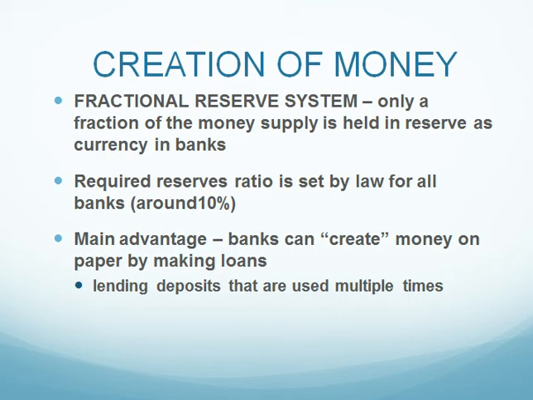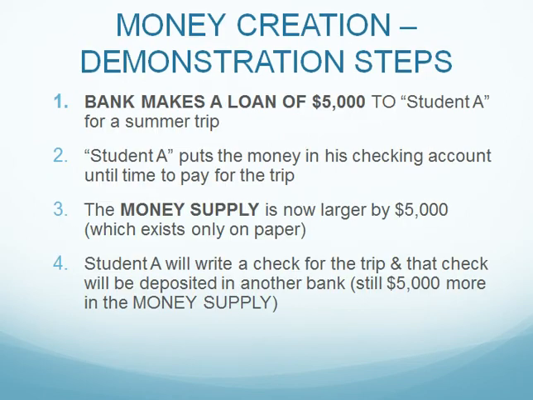The required reserves ratio is set by law for all banks. It's usually the Federal Reserve sets it, and it's usually around 10%. The biggest advantage to this is that banks can create money on paper by making loans, and they lend deposits that are then used multiple times by multiple banks. So here's an example.